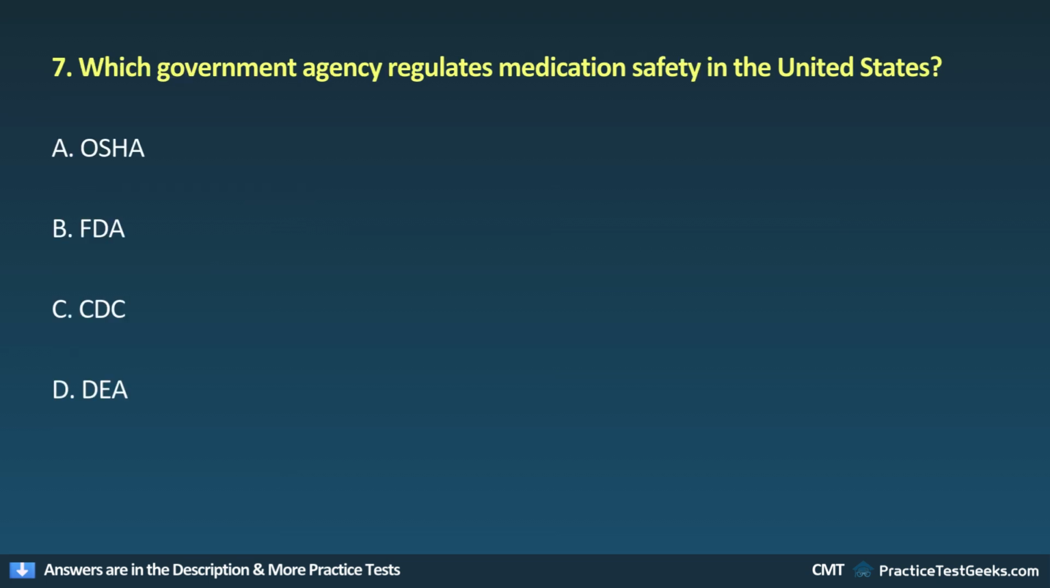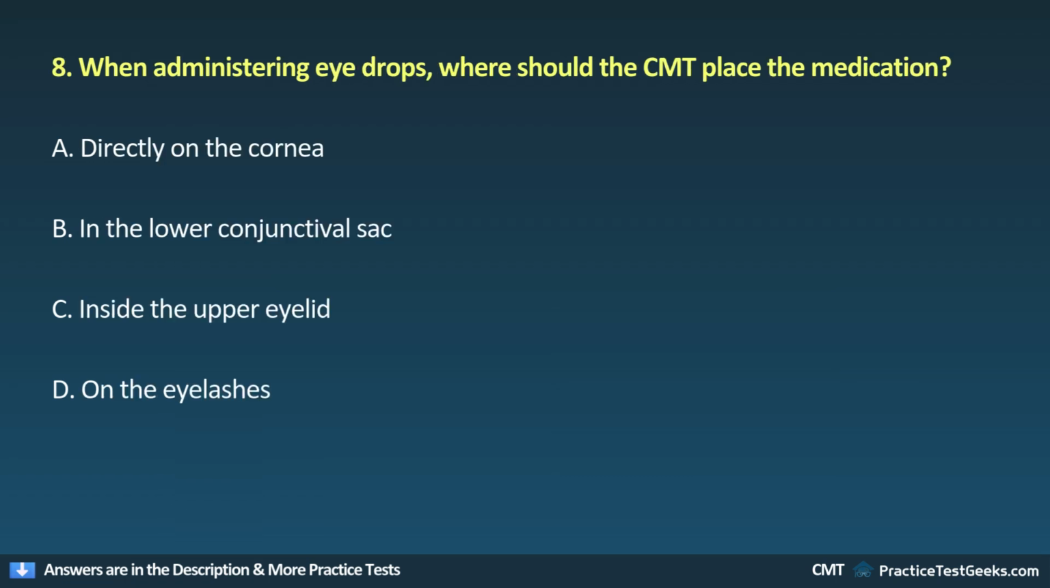7. Which government agency regulates medication safety in the United States? A. OSHA. B. FDA. C. CDC. D. DEA.